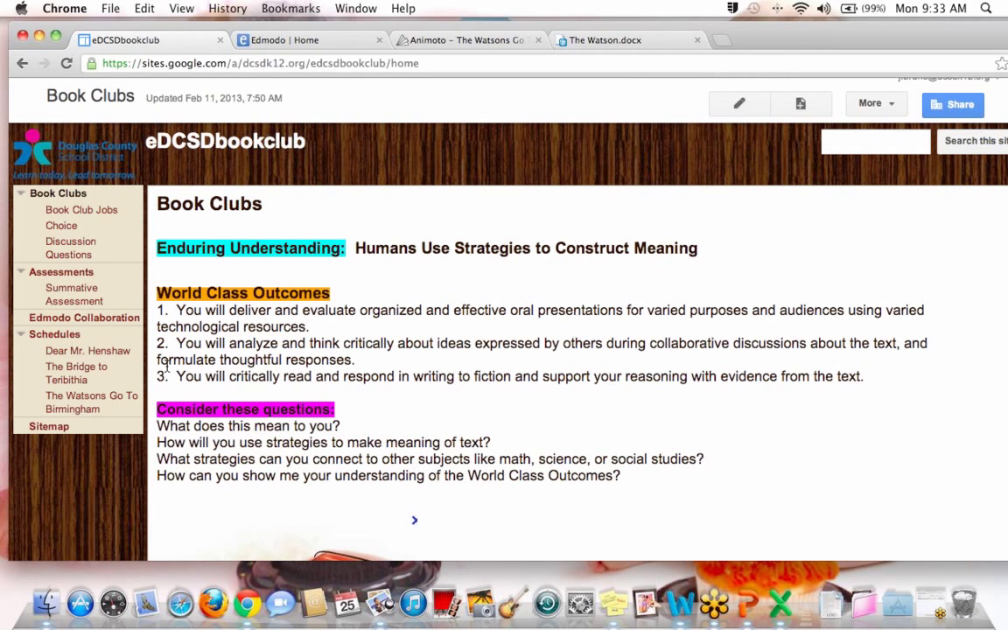And then finally, for our third world-class outcome, we've collaborated on several occasions through shared writing pieces, through discussions about the text, and recently we've spent a lot of time on Edmodo sharing our ideas and the images and questions that we thought were important for our final project.